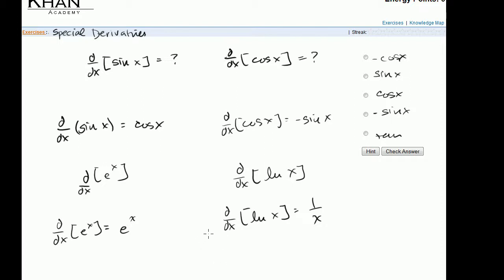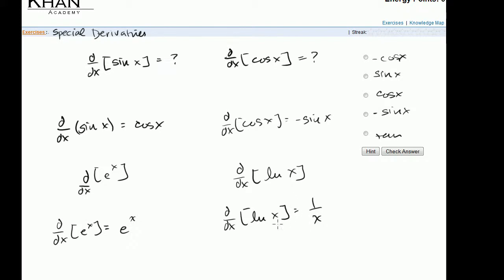So this is the whole point of this module: just to make sure people know the derivative of sine of x is cosine of x. Derivative of cosine of x is minus sine of x. Derivative of e to the x is e to the x. Derivative of natural log of x is 1 over x. And then once we have that out of the way, we'll be able to start tackling more complicated things in future modules.